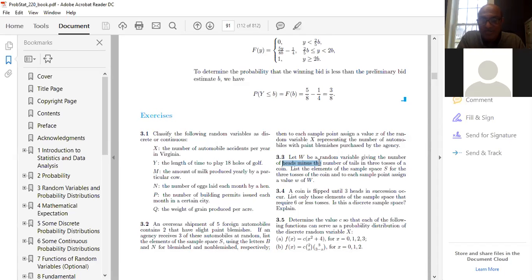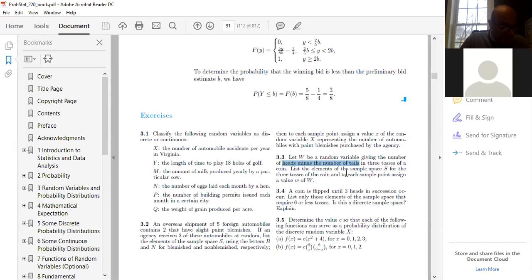Try to pick up the words. The number of heads minus number of tails in 3 tosses of a coin. So 1, 2, and 3 tosses of a coin. First of all, you need to write the sample space. So all 3 are heads, or 2 are heads and 1 is tail, or 1 head, 1 tail, 1 head, or 1 tail and 2 heads.